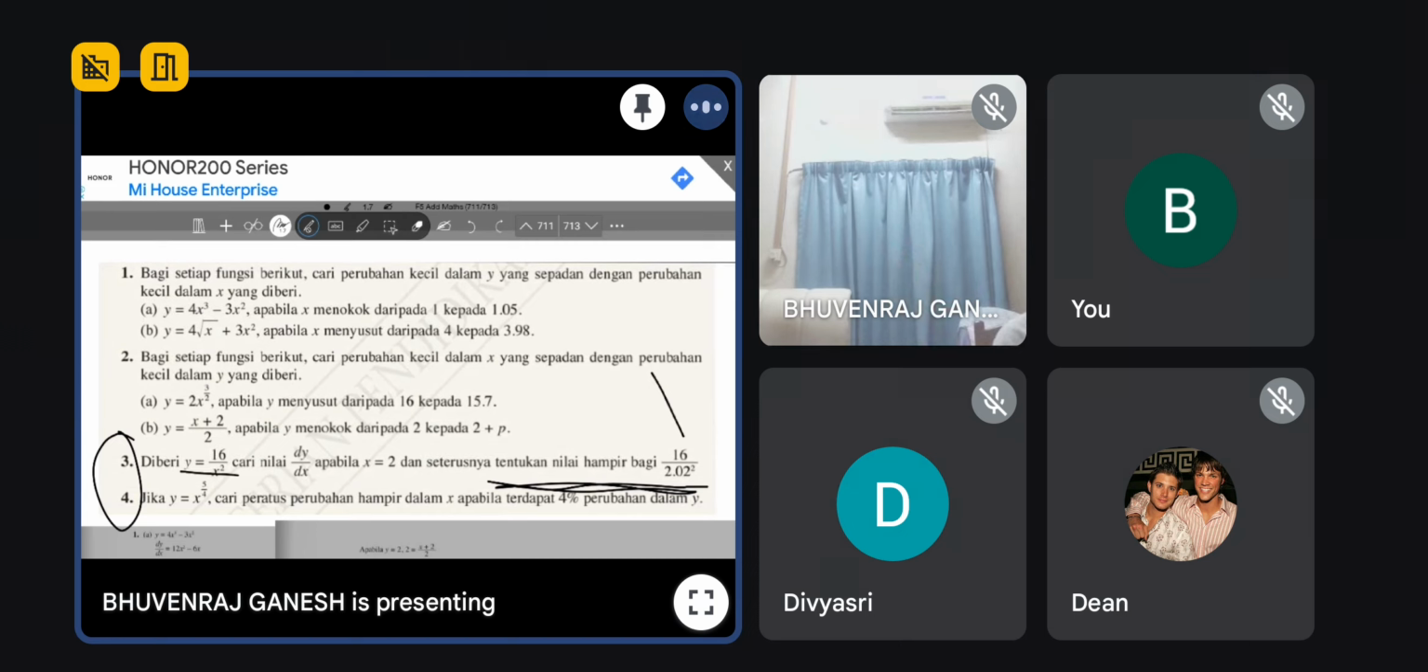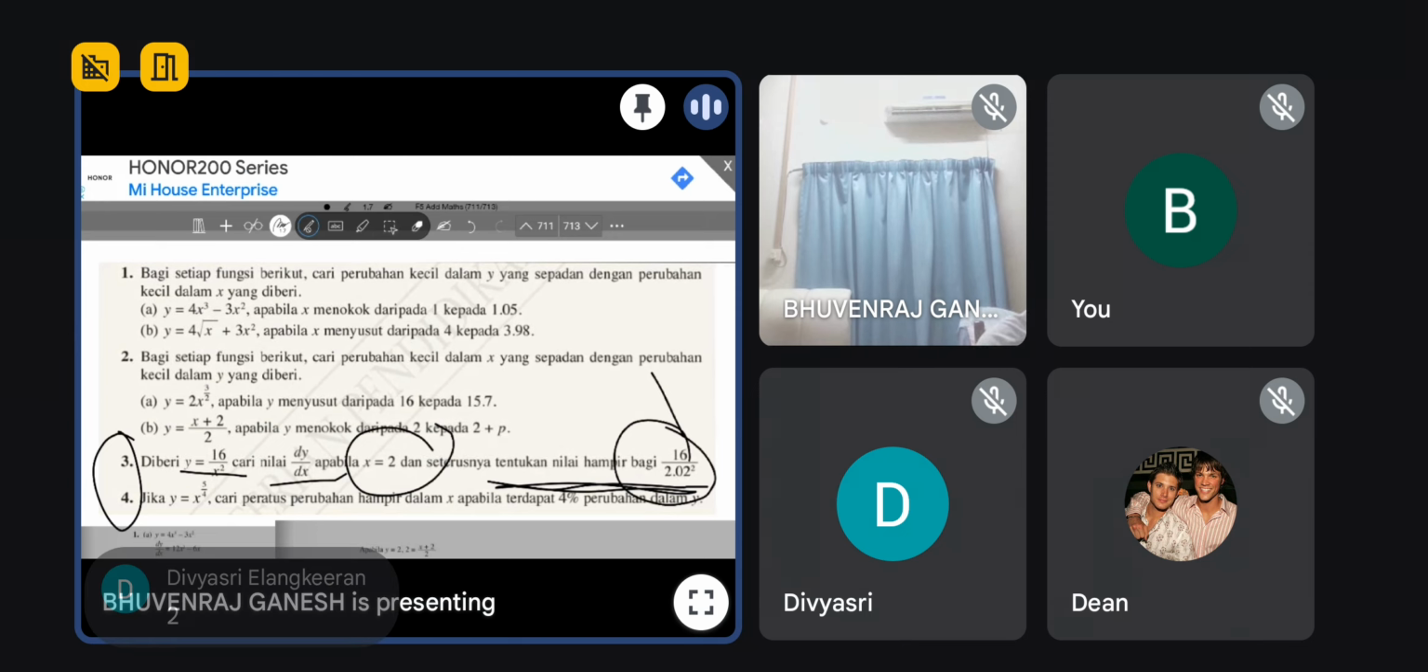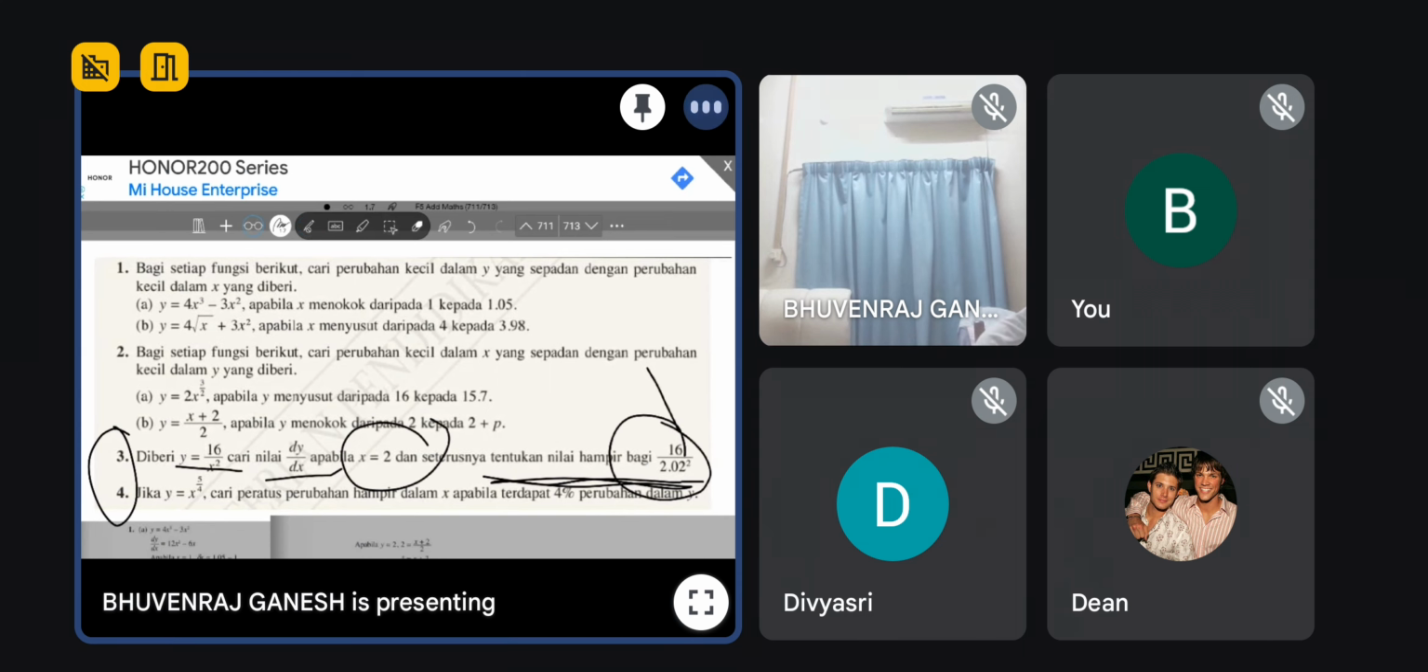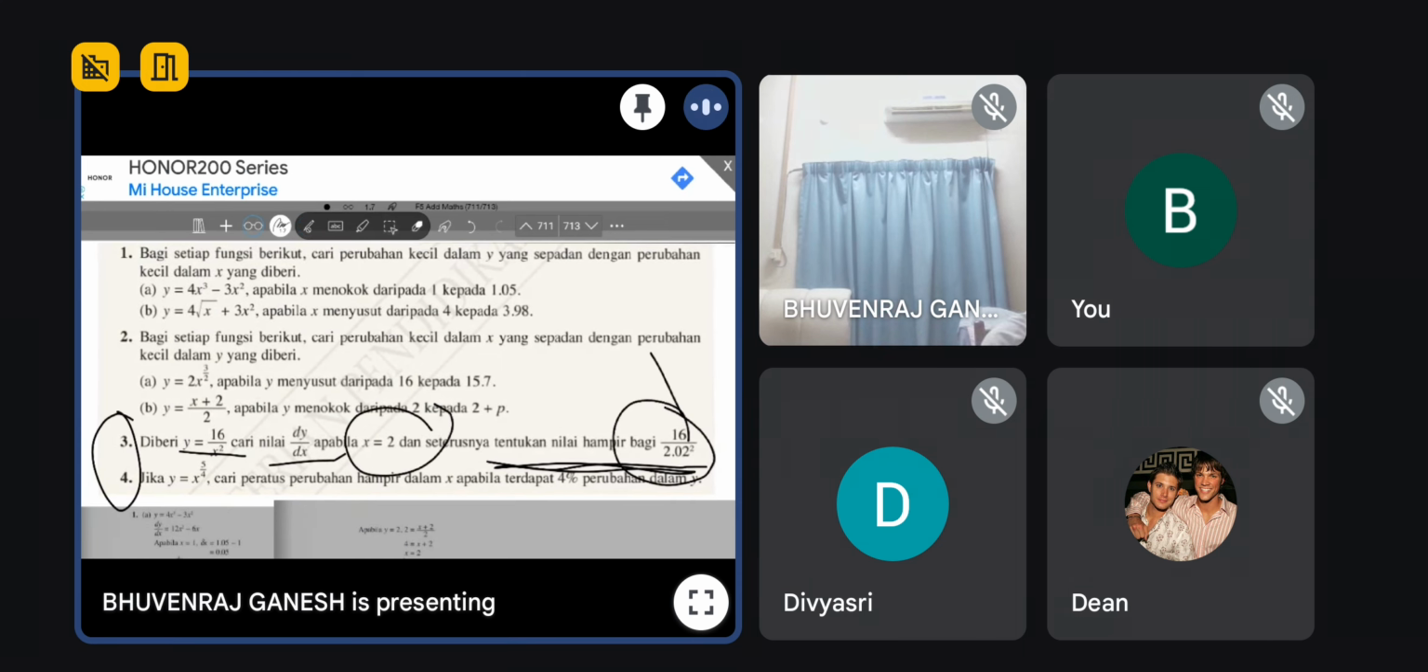Okay, so now you got y equals 16 over x squared. So first part, very easy. Just differentiate, then substitute x equal to, you will get the answer. So the second part, they want you to determine the approximate value for this. So now guys, what is your original value of x over here? Is it 2 or 2.02? Yes, the original value is actually 2. Okay, the latest value is 2.02. So what is your delta x, guys? Can you all tell me? Very good, 0.02.